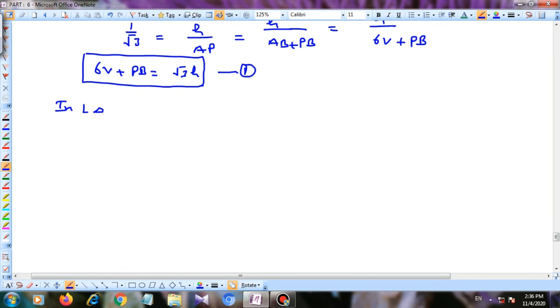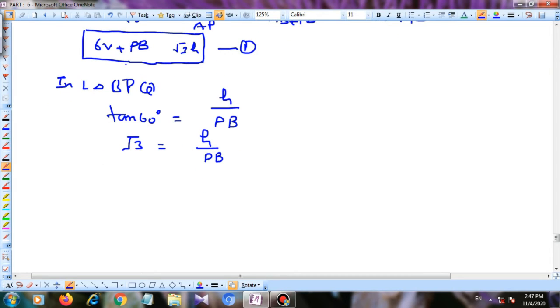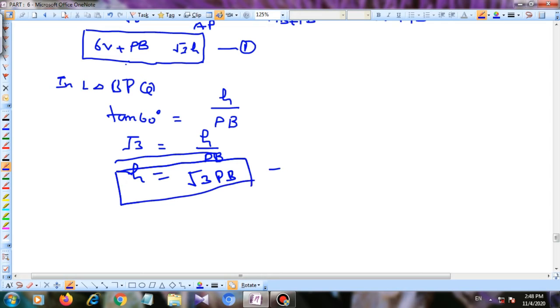Here tan 60 degree equals h upon PB, right? Value of tan 60 is root 3. So this is h upon PB. Clear? Then the value of h equals root 3 PB, right? This is our second equation. Clear? Put the value of h from the second equation in the first equation.